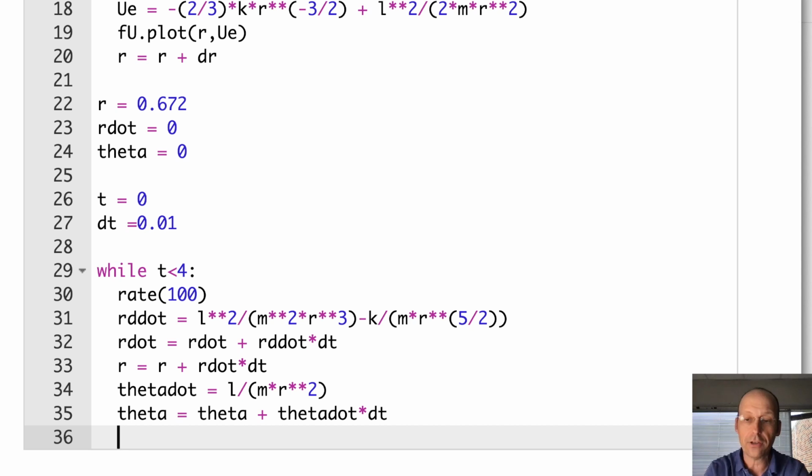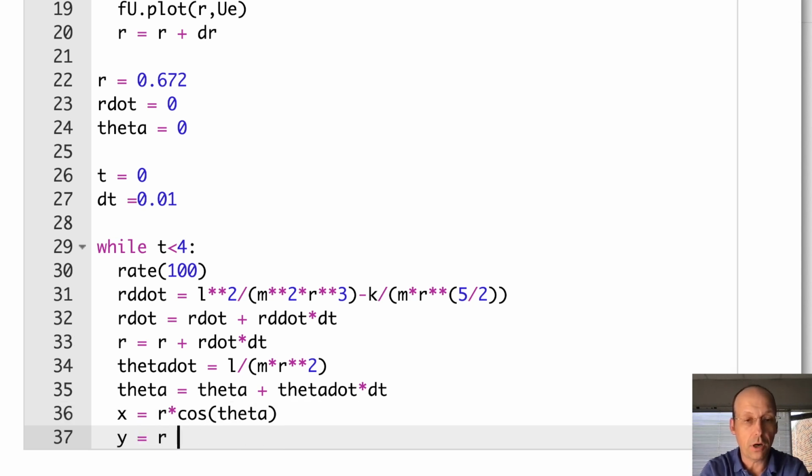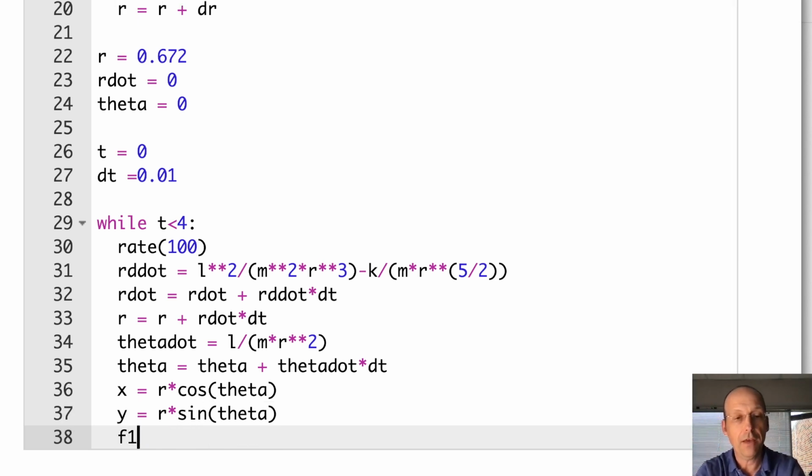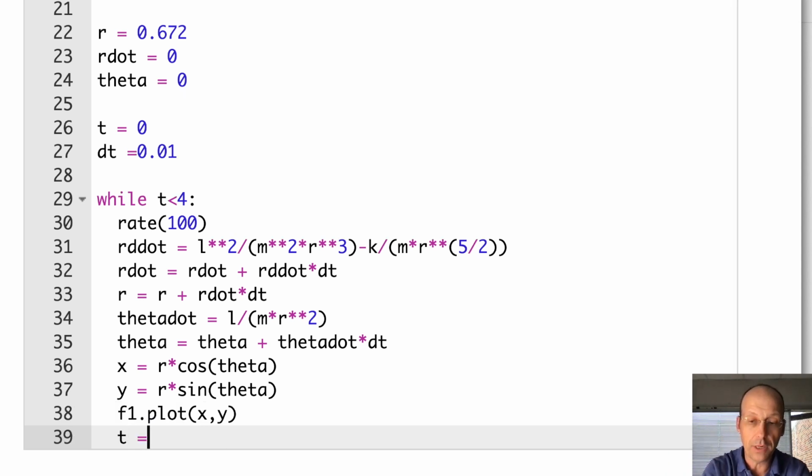Now I can calculate x and y. x equals r times cosine theta. You gotta spell it right. y equals r times sine theta. Now I can plot it. F1.plot(x, y). Now I need to update time, otherwise it will run forever. t equals t plus dt. Let's see if this thing runs.